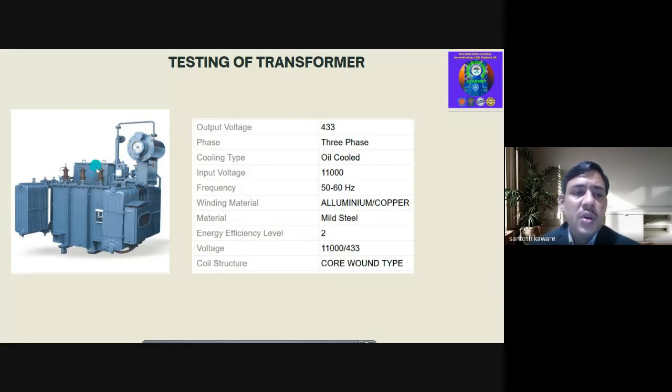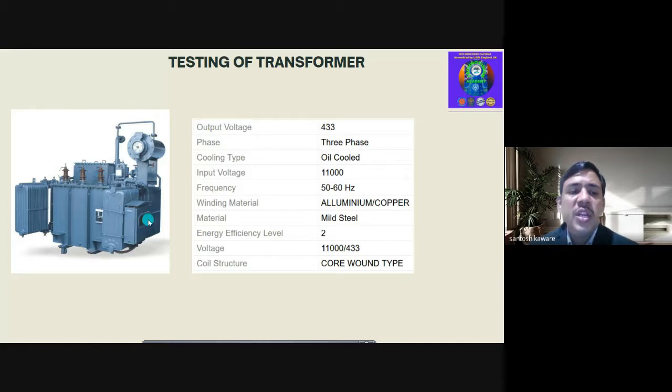So these bushings which are connected with the transformers, their lower lead is actually connected to the winding inside the transformer. So whatever parts you are going to connect with the transformer, you should test. Every equipment you have to test.